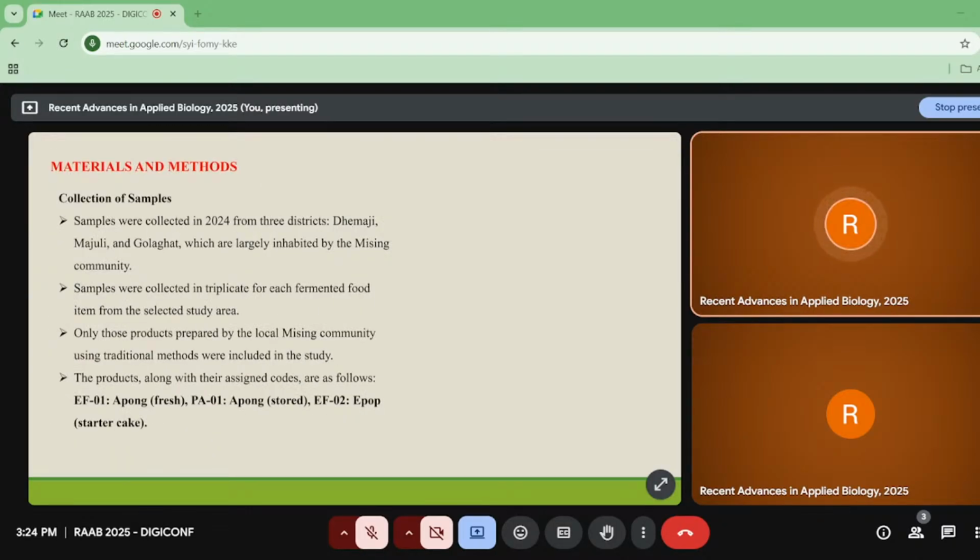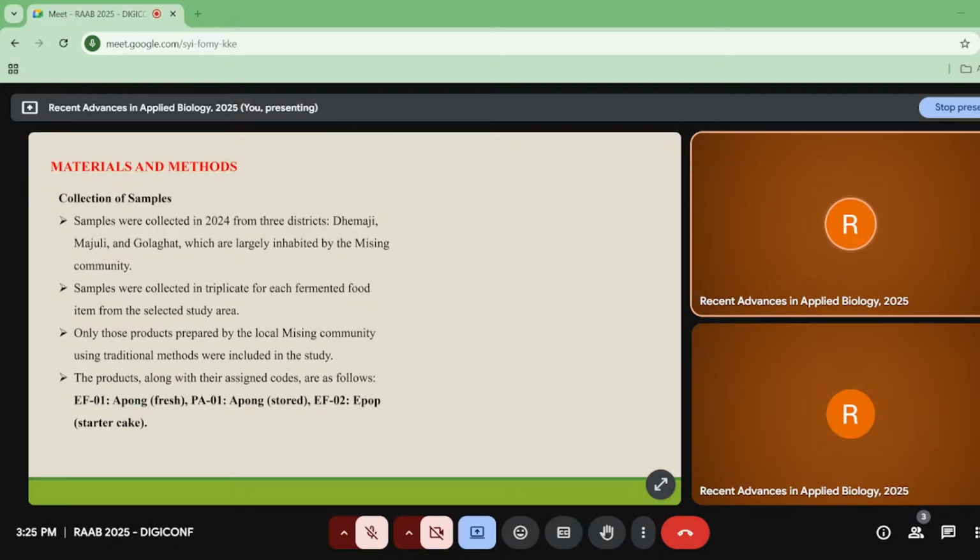For sample collection, we collected samples from 3 different districts, Dhemaji, Majuli and Golaghat, because those districts are prominently inhabited by the Missing tribe. The samples were collected in triplicate: we collected the rice beer from 3 different areas, mixed it together, and sent it for metagenomics. Similarly, for the starter cake we collected from 3 different districts, mixed it, and sent it for metagenomics. To understand the result, we have to follow this code.